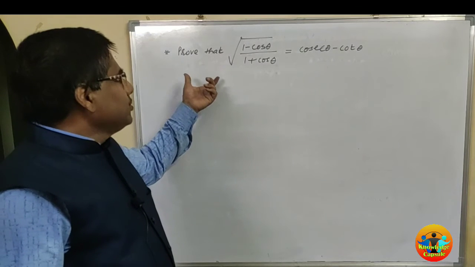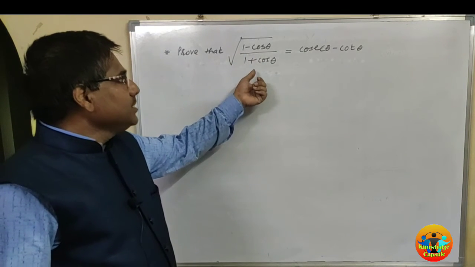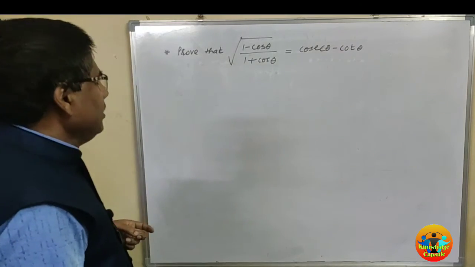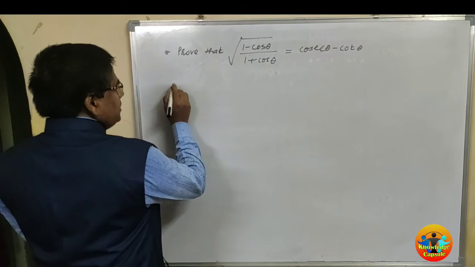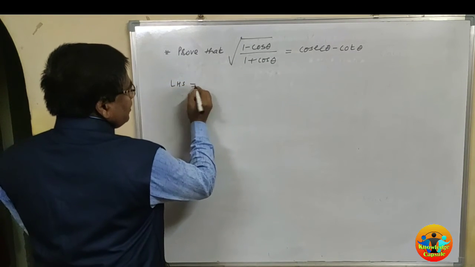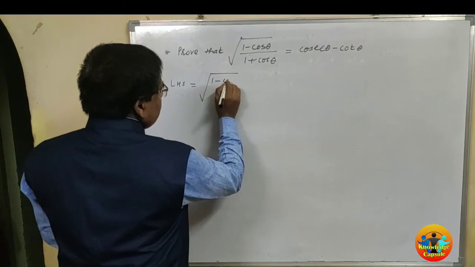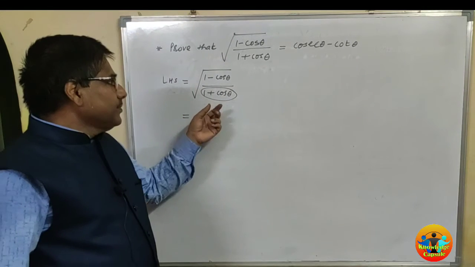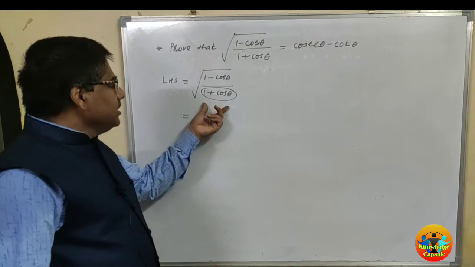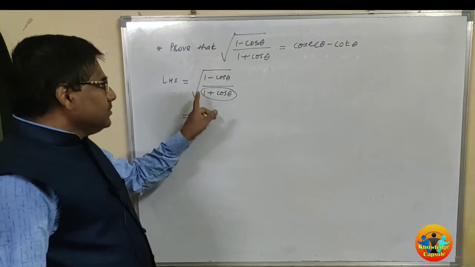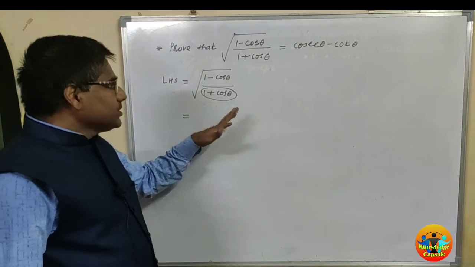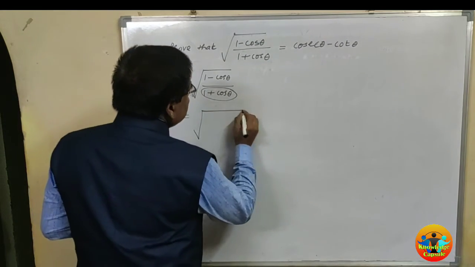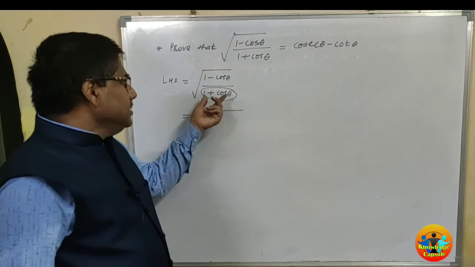Now the next problem is prove that root over (1 minus cos theta upon 1 plus cos theta) is equal to cosec theta minus cot theta. Once again let us take the left hand side, root over 1 minus cos theta upon 1 plus cos theta. Now here our attempt is to convert two terms into a single term. How can 1 plus cos theta be converted into a single term? For that we can multiply the numerator and denominator by its conjugate.